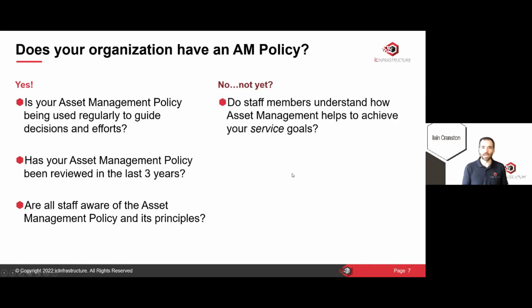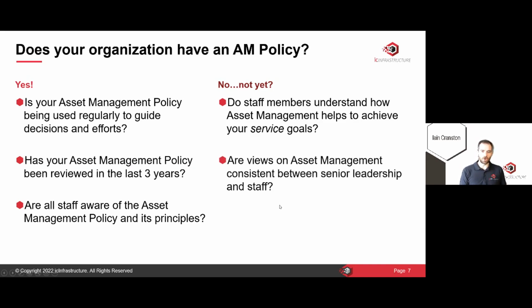And for those of you that don't have a policy yet, is there a clear understanding amongst the staff in the organisation of how asset management is going to help us achieve our service goals? Are the views of asset management consistent between the senior parts of the organisation and staff and managers underneath? Or is there a disconnect between what managers and leaders think this is about versus what staff are trying to do? Is there that inconsistency in understanding of asset management?